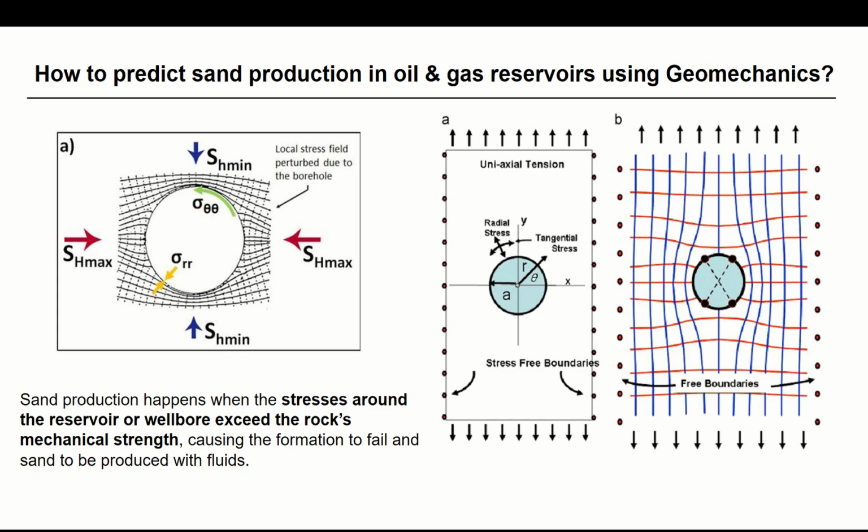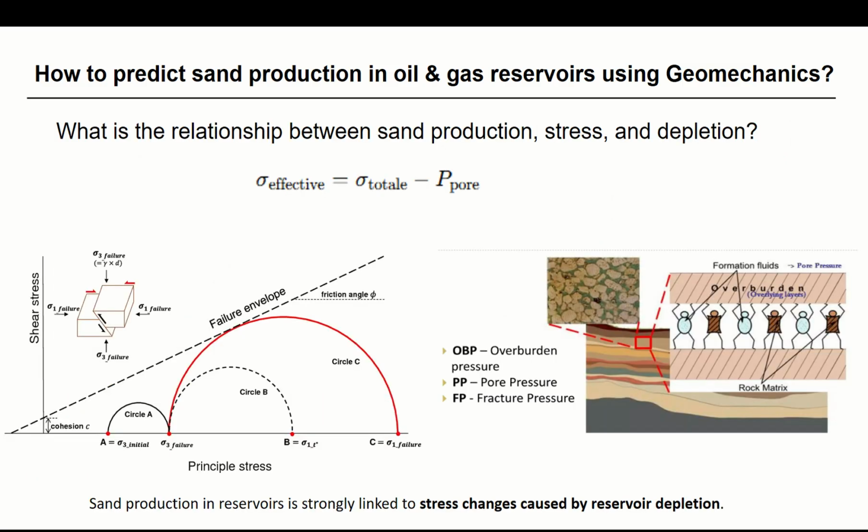The answer is that sand production occurs when the stresses in the reservoir, or even around the wellbore, exceed some criterion, which is the rock mechanical strength. It will cause the formation to fail and the sand to flow into the wellbore. So it means that sand production in reservoirs is directly linked to stress changes caused by reservoir depletion. When we say production, automatically in our head comes depletion.